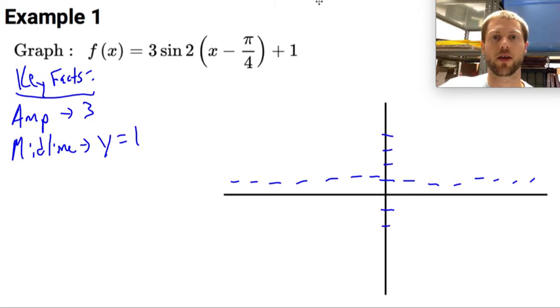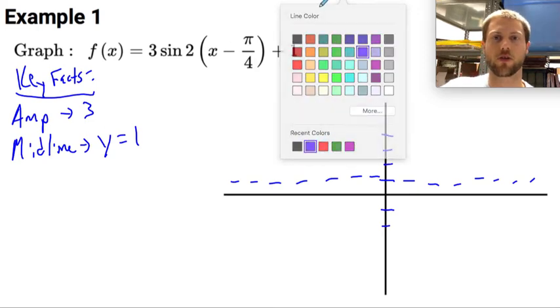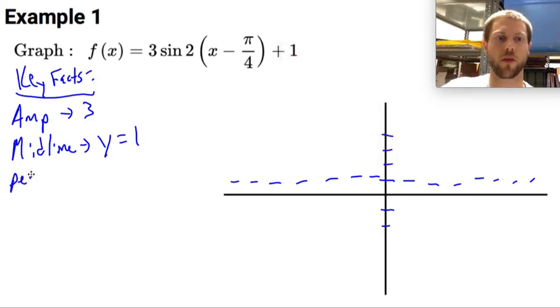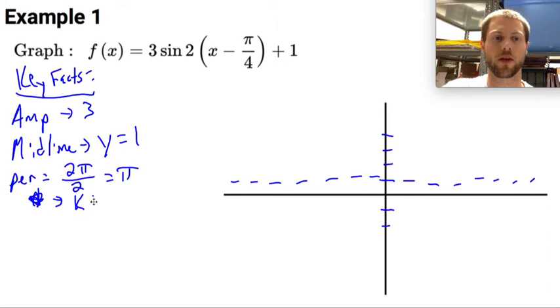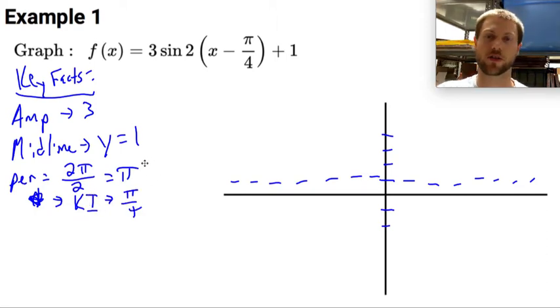The next thing I want to look at is the period. The period is going to be 2 pi over b. In this case, it's 2 pi over 2, so the period is going to equal pi. And with that, I'll take care of my key intervals. My key interval is going to be pi divided by 4. So that's the spacing between each of my key points.